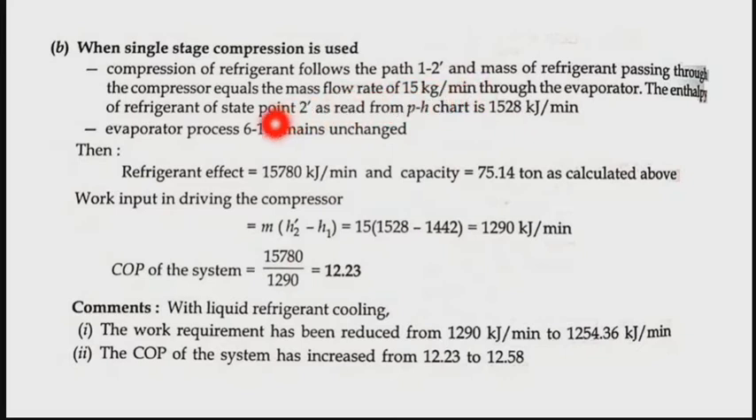Okay, and from the pH chart you will get 15,780 kilojoule per minute as the total refrigerating effect. So the refrigerating effect will not change. 15,780 kilojoule per minute is the total refrigerating effect, which we already got by the calculation in the previous section, and the capacity is again 75.14 ton.